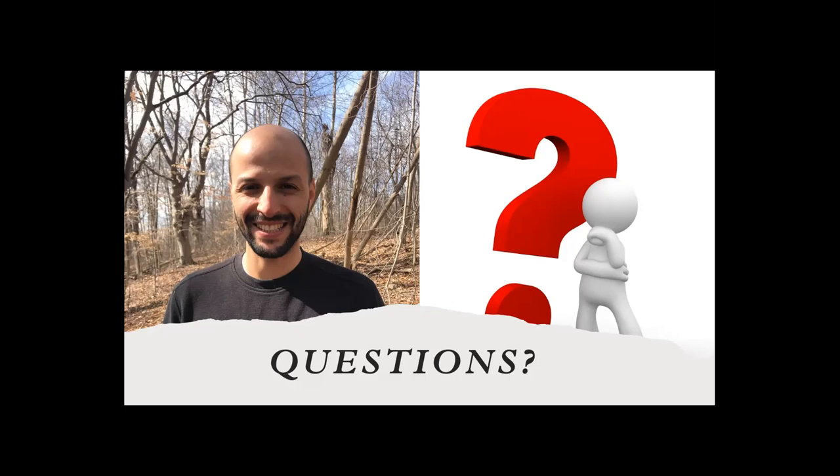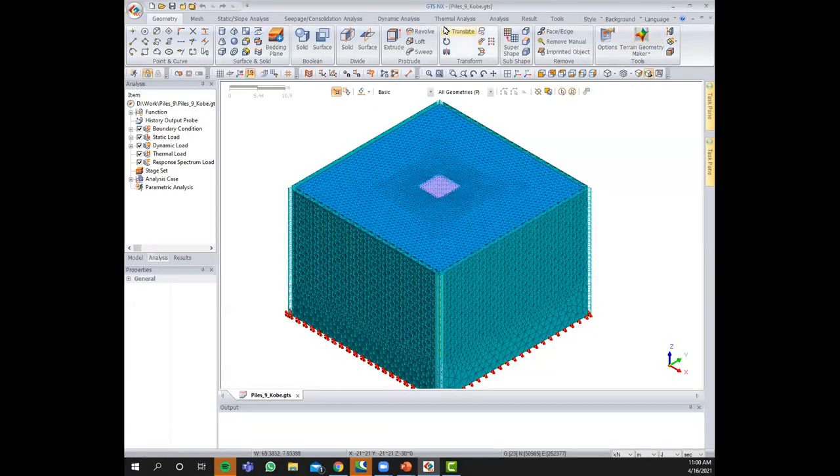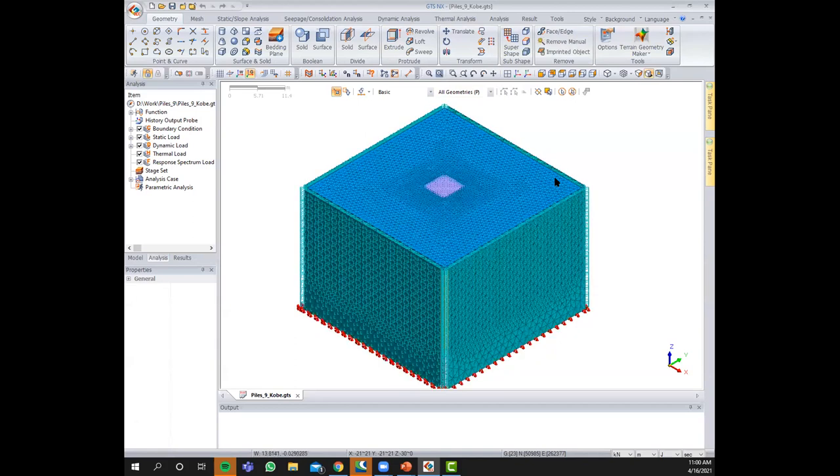But there are other software which can be very expensive, and the computation would take a long time, and it requires very rigorous computers. One of these software is Midas GTS NX. This is one of the models that I modeled for a client a while ago. He was interested in simulating the response of the soil pile structure interaction in liquefiable soil. In order to understand what's going on with the model, there are different boundary conditions that we have to include in this model.